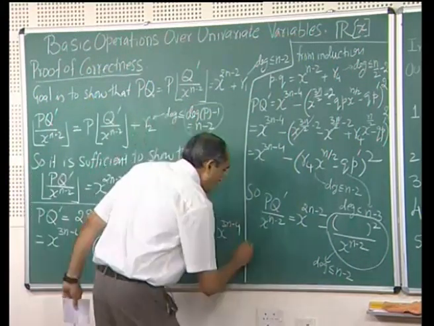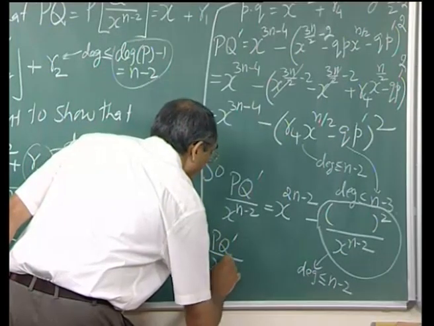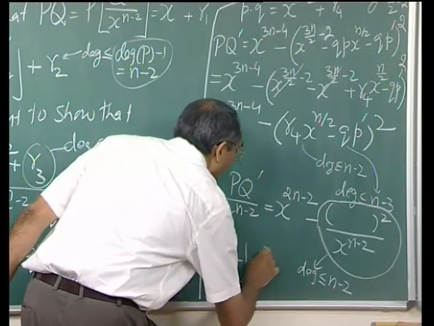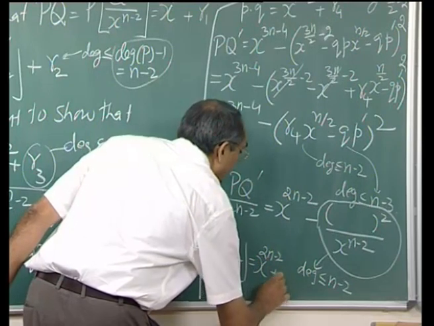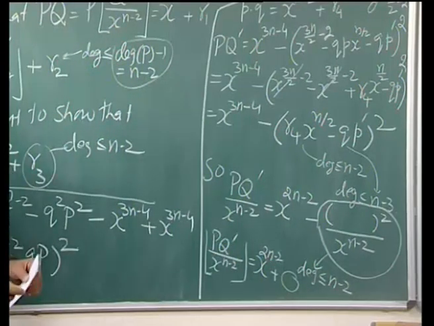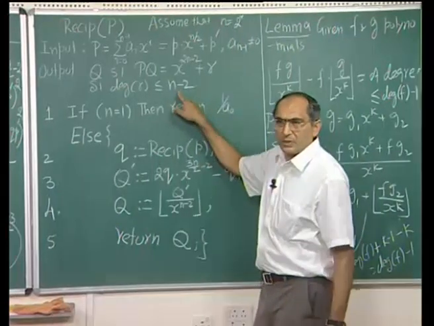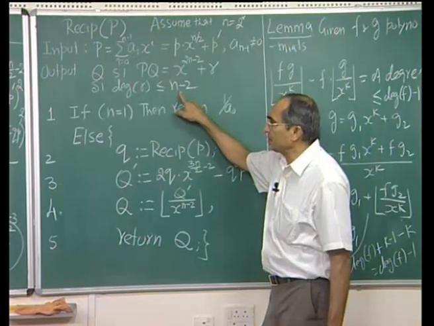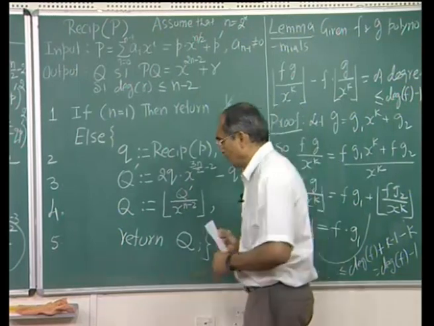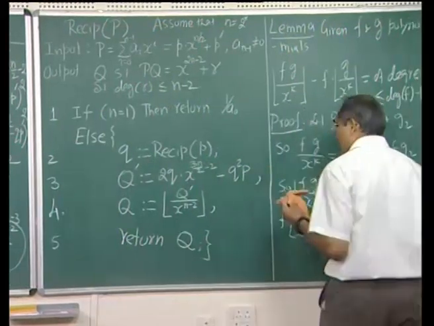So, what we get here is that the floor of pq prime over x to the power n minus 2 is indeed x to the power 2n minus 2 plus a term of degree at most n minus 2, and this is what we wanted to establish. So, this shows the correctness of our algorithm. Now, let us take a look at the time complexity.